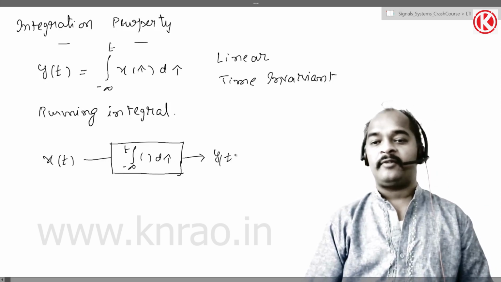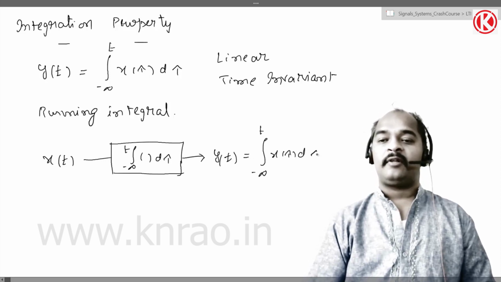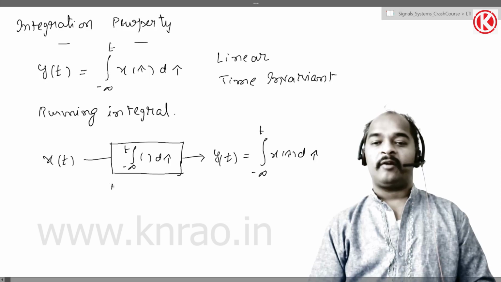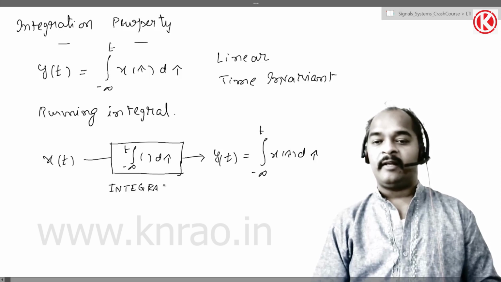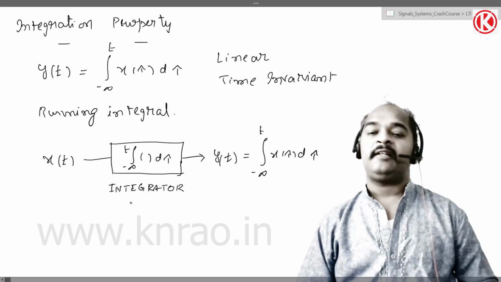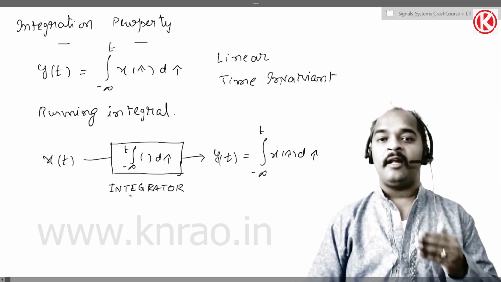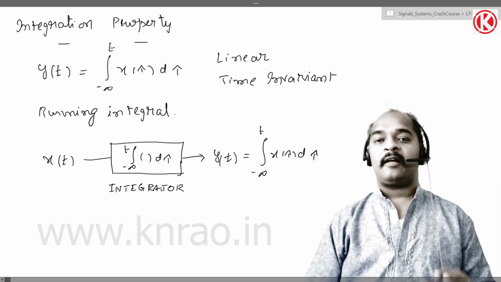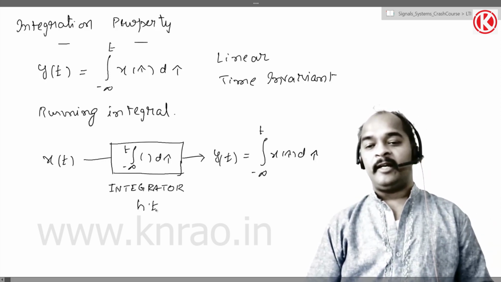So you get y of t equal to the integral from minus infinity to t of x of tau d tau, and this we call an integrator. Just like we had the differentiator previously, now we have the integrator. Because this is linear and time invariant, we can represent our output y of t as a convolution of the input and the impulse response of the integrator.